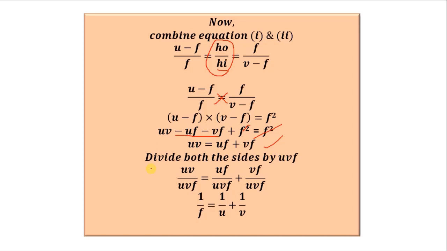But still our purpose is not solved, so I will divide both sides by the term u, v and f. Ultimately uv will cancel out, here uf will get cancelled out, and here vf will get cancelled out. When you rearrange the equation, you will get the mirror equation. This is the desired equation. I hope the derivation is clear to you. Thank you.